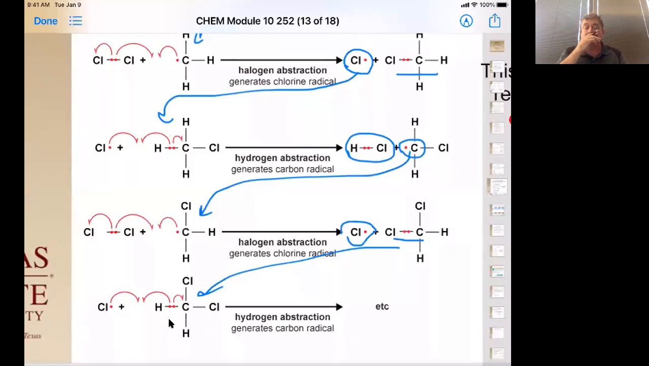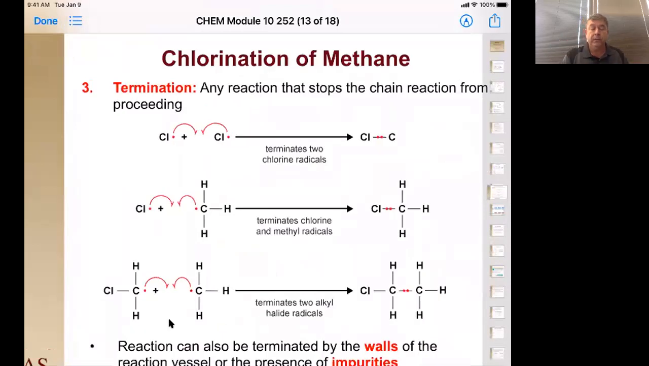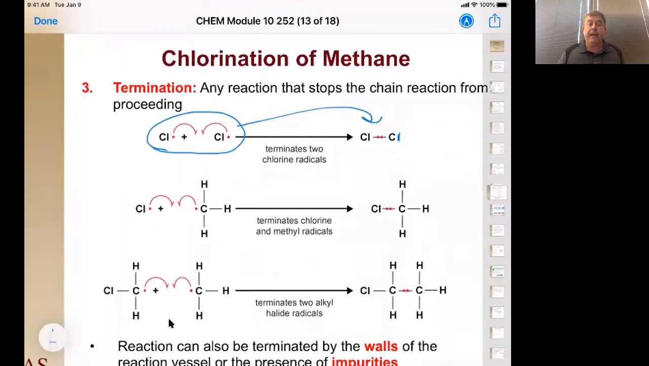Notice, no matter what we did in this propagation step, we always created a radical. Which means in the termination step, we're going to have two radicals form a sigma bond. In this reaction, we could have had a chlorine radical react with a chlorine radical to create a chlorine-chlorine bond. That stops that radical from reacting. It doesn't mean another radical can't come and initiate it again, but that again stops the radical reaction. We can also have the last chlorine radical react with the last carbon radical, and that creates a neutral product, which terminates the radical chain. Or we could have a carbon radical react with a carbon radical to create a neutral sigma bond, a non-radical product, and that also terminates the reaction.